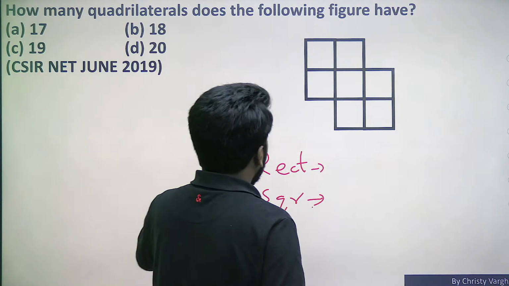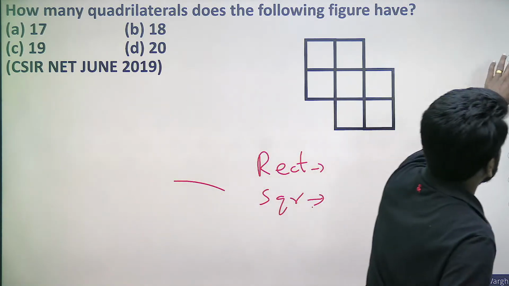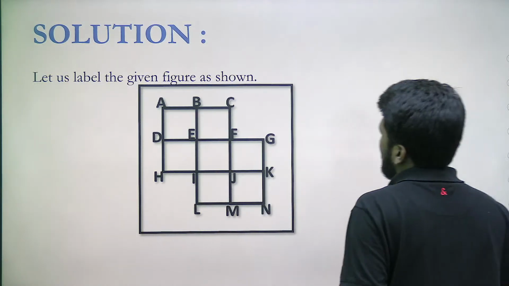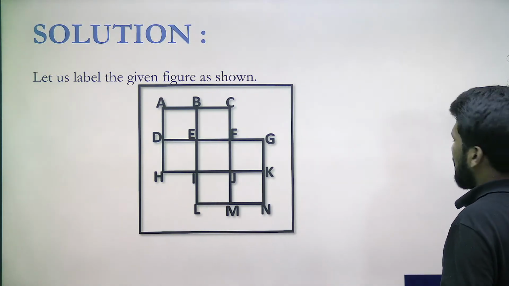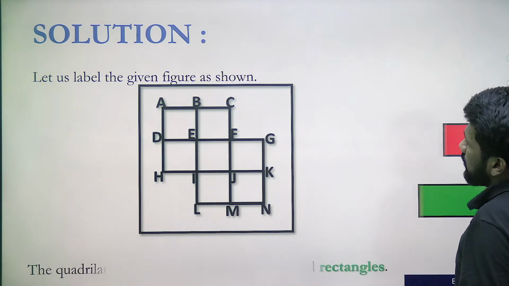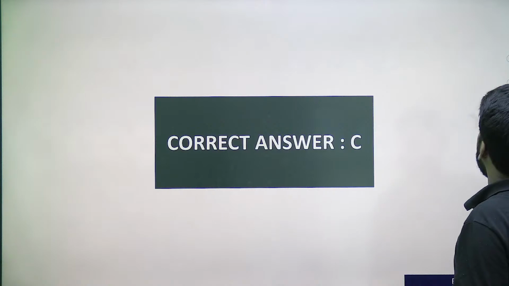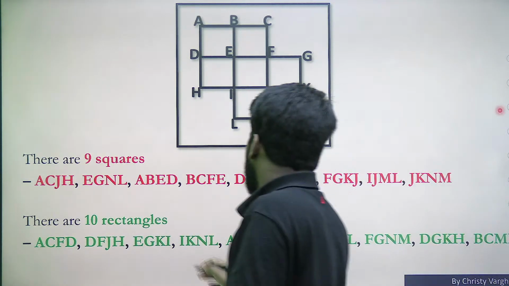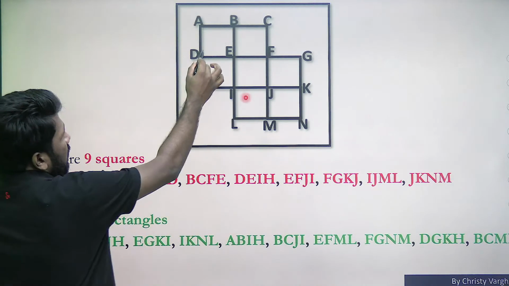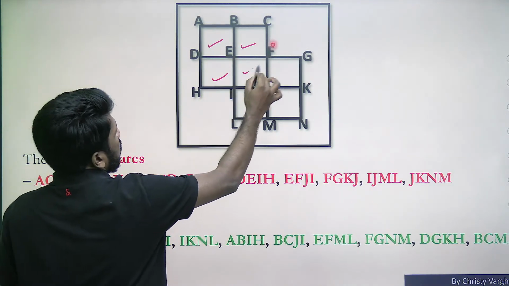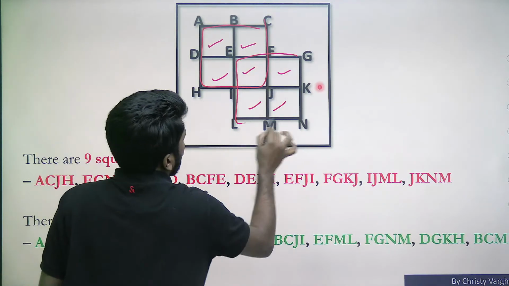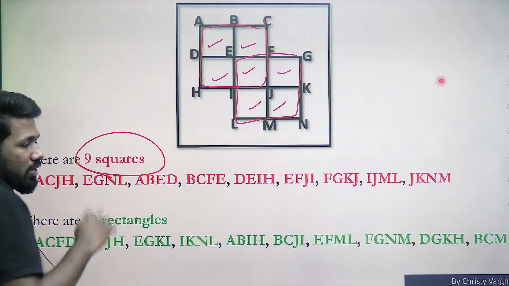So first we will count the squares present here. How many squares are there? I have prepared notes for you so that it is easy to understand. If I denote the letters A, B, C, D, E, F, G, H, I, J, K, L, M, N, the squares present here will be these 9 squares. The 1 by 1 squares: 1, 2, 3, 4, 5, 6, 7. And the 2 by 2 squares: 1, 2. So total 9 squares you can see.